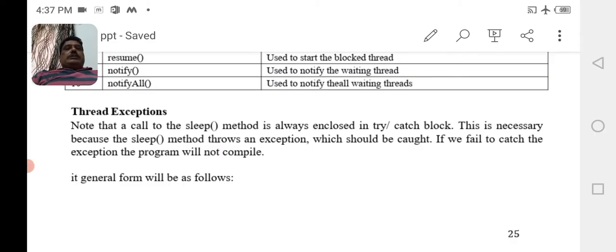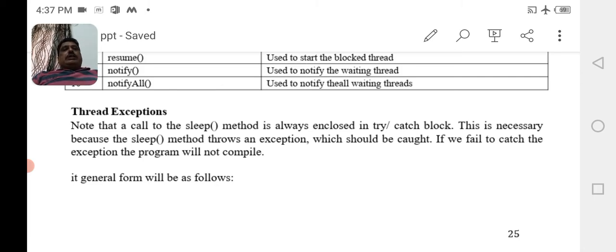Now let us discuss thread exceptions. The exceptions thrown by thread, let us discuss here. Note that a call to the sleep method is always enclosed in a try catch block. This is necessary because the sleep method throws an exception which should be caught. If we fail to catch the exception, the program will not compile.